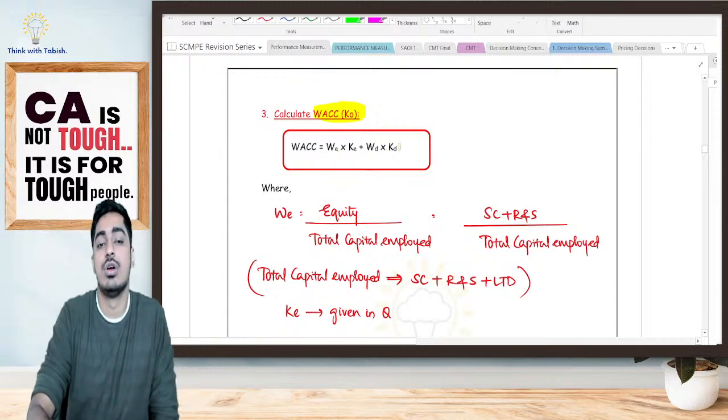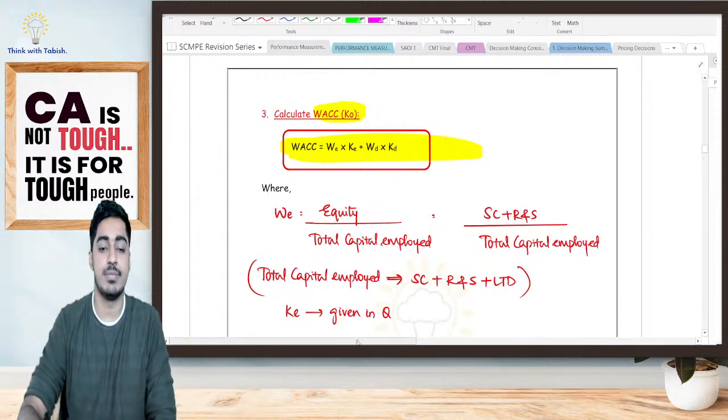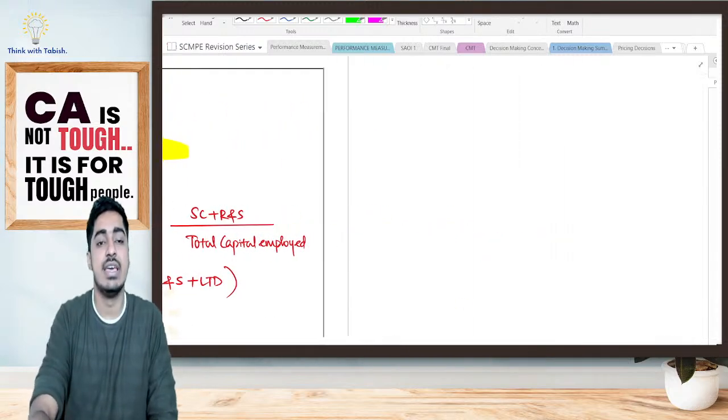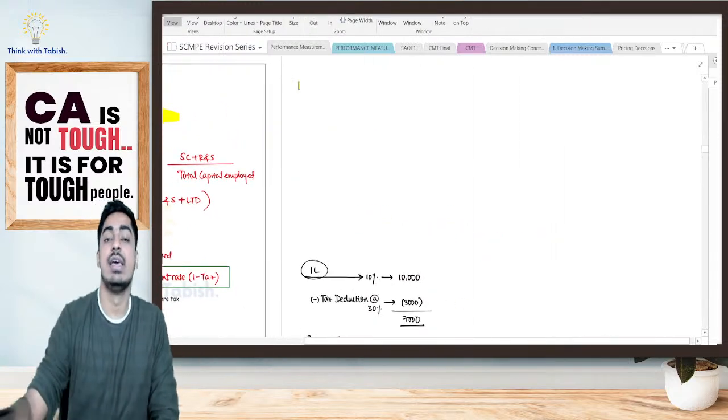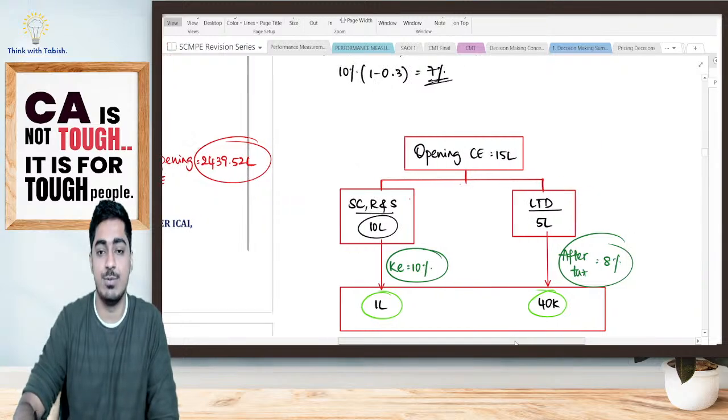It is your cost of equity into weight of equity plus your cost of debt into weight of debt. I'm not getting into the derivation of this formula. In CA Inter you have been studying FM, in CA Final you've been using SFM, so I'm going straight ahead. Now look at this. Even if you want a simple explanation, I'll give you very quickly.